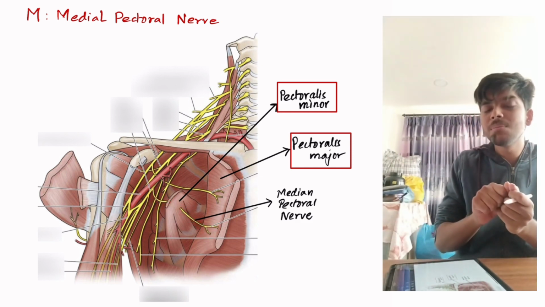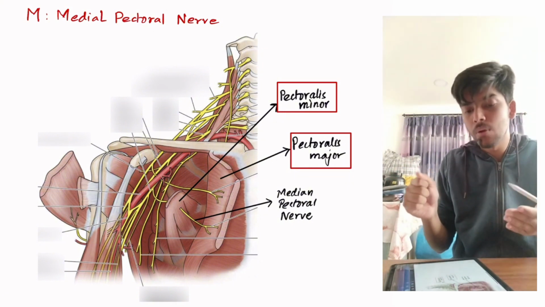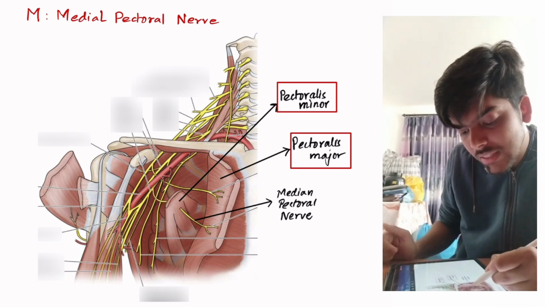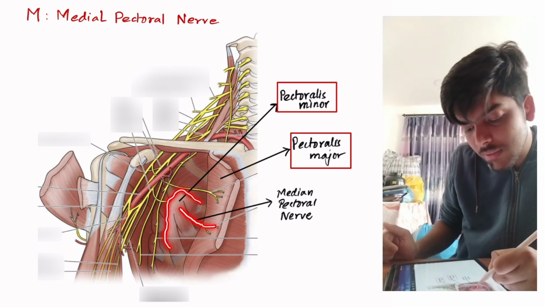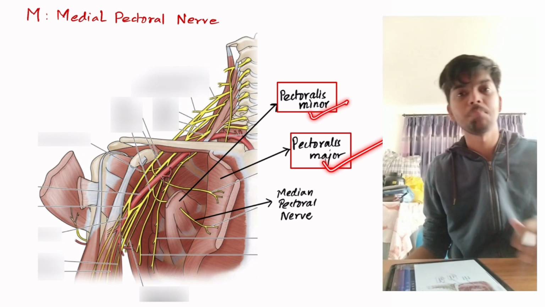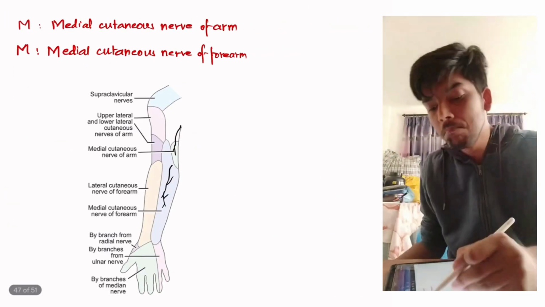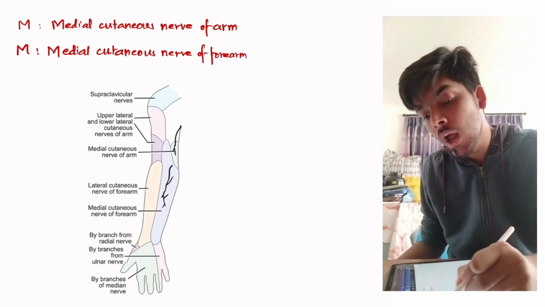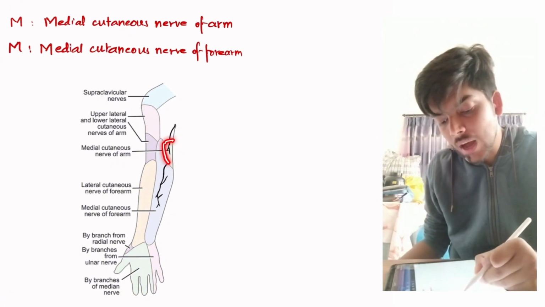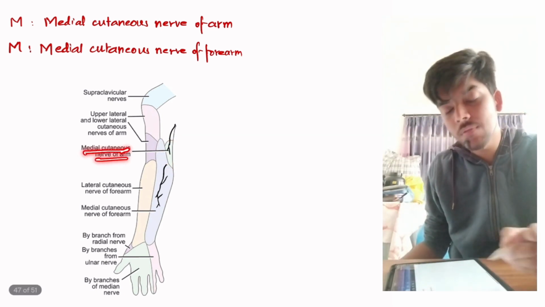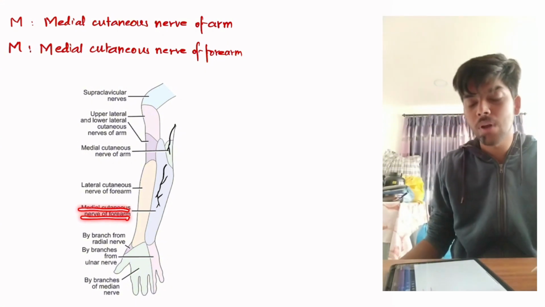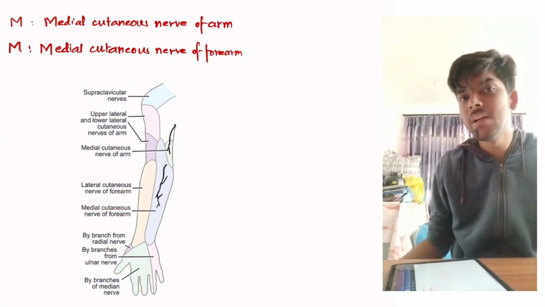So if you tear pectoralis major muscle and reflect it to see what's present below it, you will be able to see that the medial pectoral nerve, this right here, is piercing through the pectoralis minor muscle and finally supplying the pectoralis major muscle. So the muscles supplied by medial pectoral nerve are the pectoralis minor muscle and the pectoralis major muscle. Another M stands for medial cutaneous nerve of arm, and the other M stands for medial cutaneous nerve of forearm. The medial part of the arm region is supplied by the medial cutaneous nerve, and the medial part of the forearm region is supplied by the medial cutaneous nerve of forearm. And both of these are branches of the medial cord.